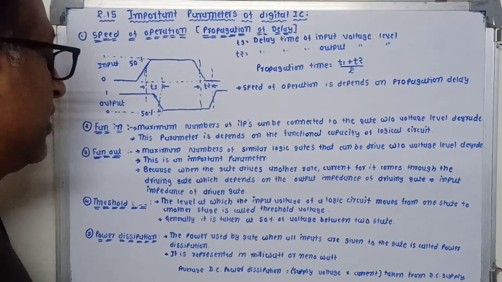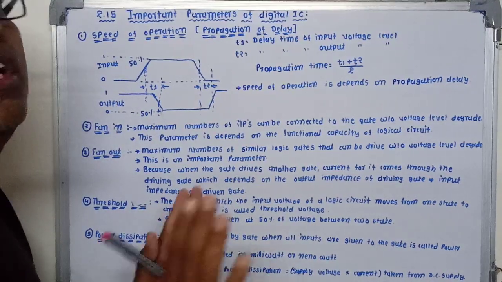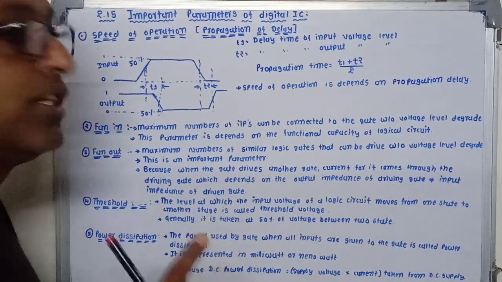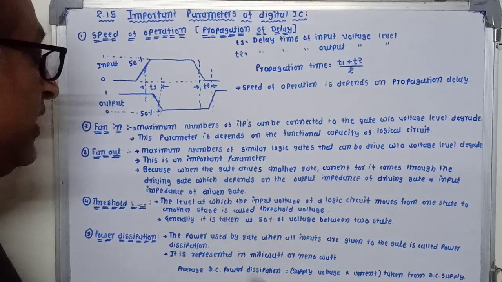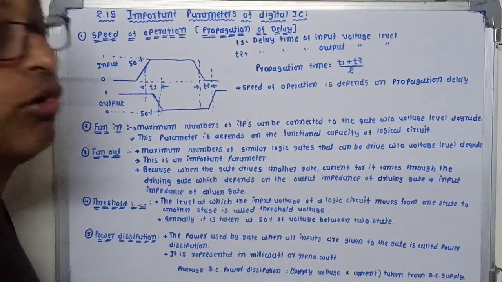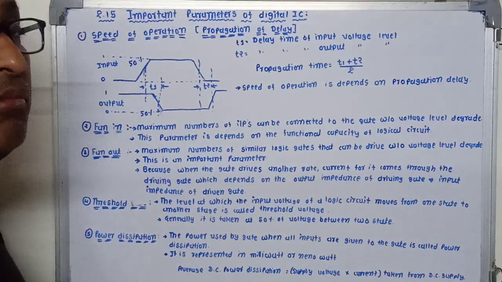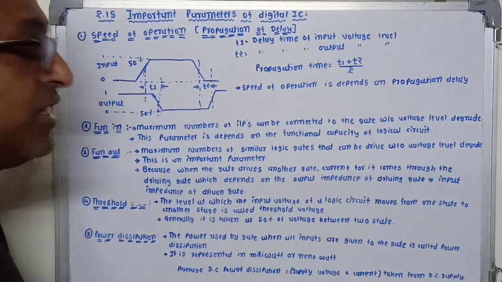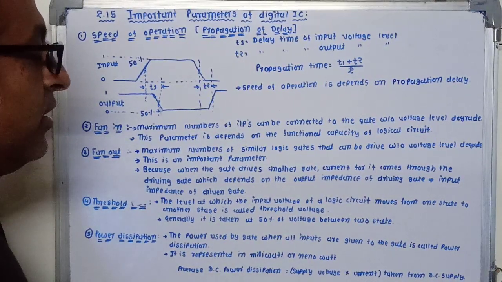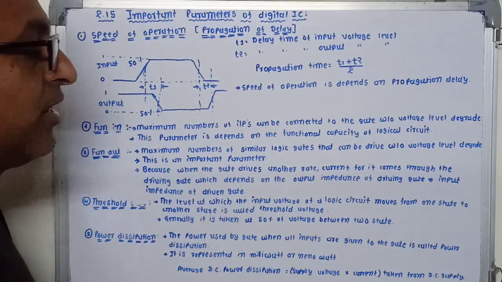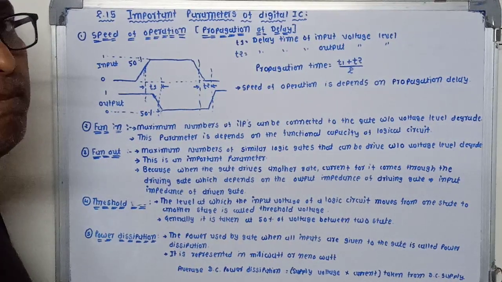Next, power dissipation. The power used by the gate when all inputs are given to the gate is called power dissipation, and it is represented in milliwatt or nanowatt. The average or DC power dissipation is the multiplication of the supply voltage and the supply current taken from the DC supply.